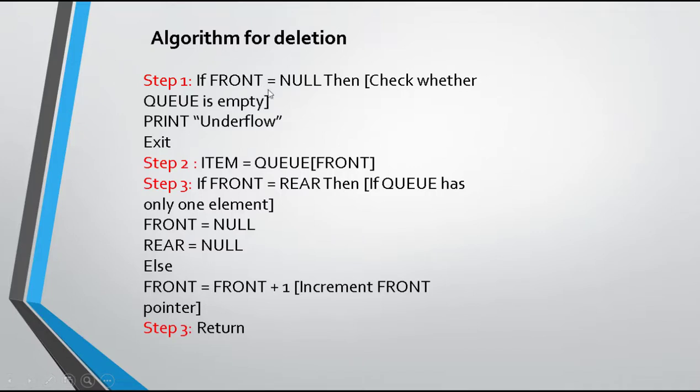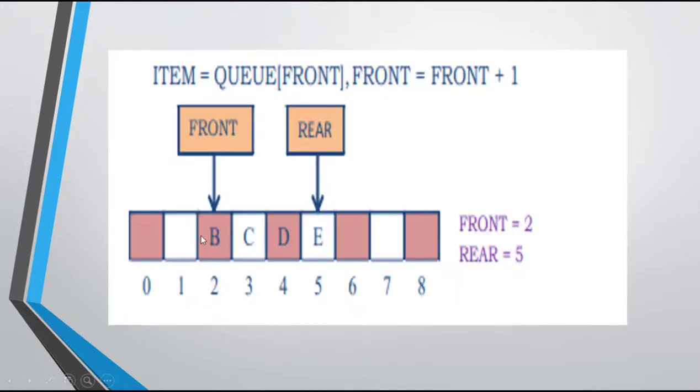Now deletion. In the case of deletion, it will check whether the queue is empty. If it is empty, it will print underflow and exit. Otherwise, the item from the front will be deleted, and if front and rear are both the same, then only one element is there, so we assign null value to front and rear. Else we will increment the front value and then return to the main program. So this is how the deletion works. Here you can see A is being deleted from the front and front is being incremented to 2.